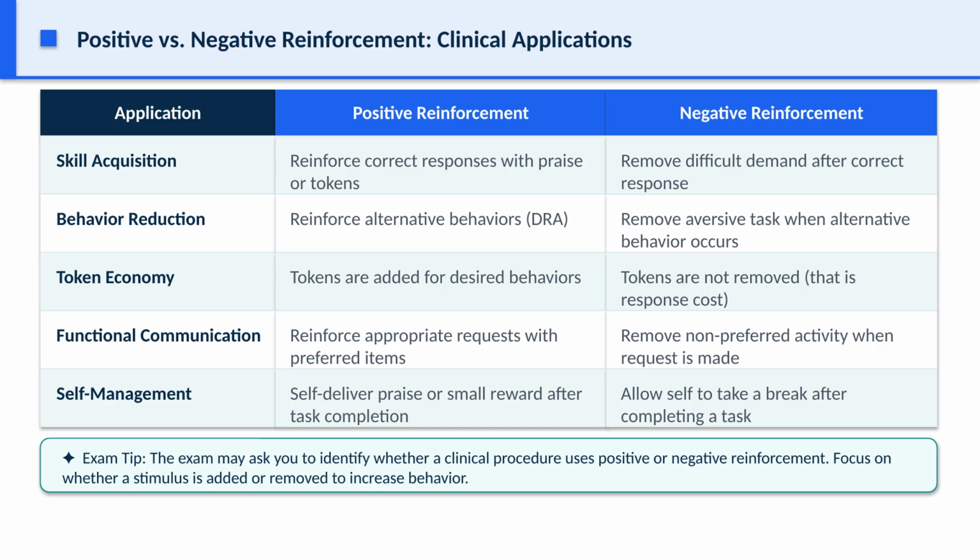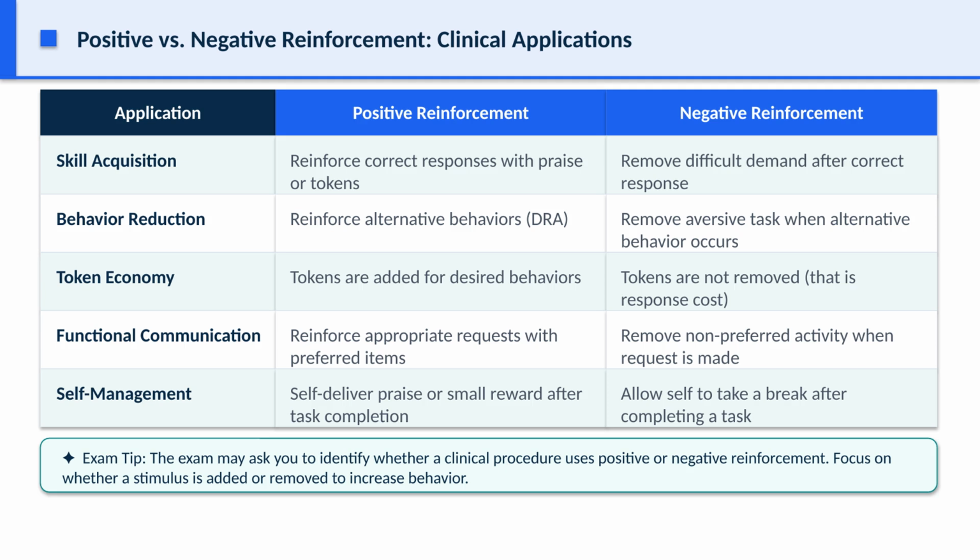When preparing for the BCBA exam, it's essential to see how positive and negative reinforcement contingencies play out across real clinical applications, not just in textbook definitions. On this slide, you're walking through 5 common procedures where the same behavioral principle, reinforcement, takes 2 different forms. In skill acquisition, for example, you might reinforce a correct response by adding praise or a token, positive, or by removing a difficult demand after the correct response, negative.